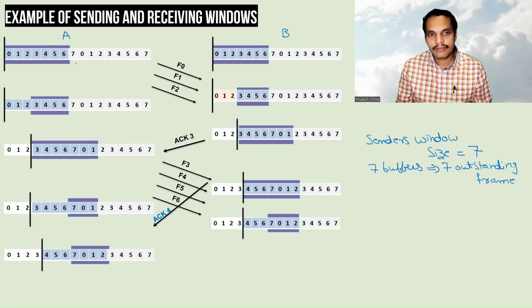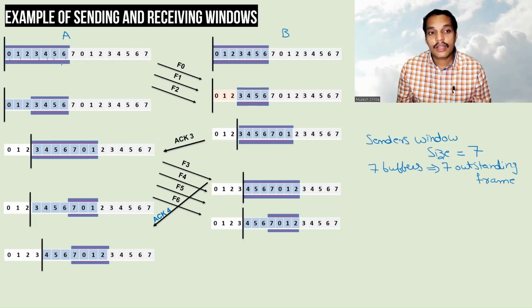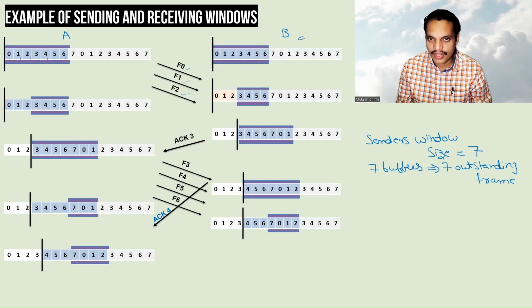Now, initially at A, this is my sender's window. It contains these 7 frames, 0, 1, 2, 3, 4, 5, 6, and it starts sending the data out. It first sent frame 0, frame 1, frame 2. Just remember that I'm not talking about a stop and wait protocol here, so the sender does not need to wait after transmitting one frame. Initially it has sent 3 frames. This is my receiver's window. Once again, my receiver's window is equal to 7, so the receiver has 7 buffers.